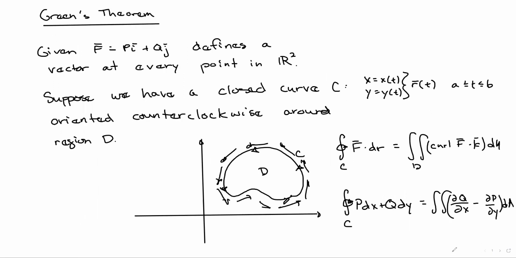Okay, so if f points around the curve, what would we say about the motion of f around the curve? We would say that if f is pointing around the curve, then there's a lot of circulation in f. That f has this whirlpool, circulation, rotation type behavior, right?